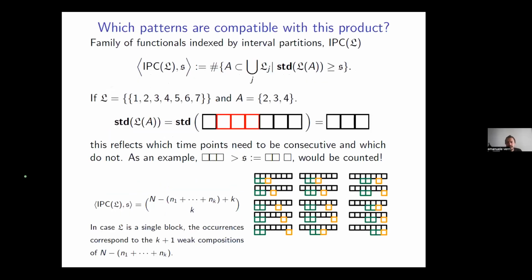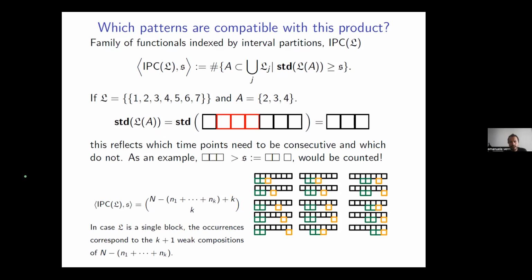In this case, we introduce a family of functionals which is indexed by interval partitions, and what we count is really the occurrences of induced partitions by these subsets such that they are coarser than this pattern. So S here is also an interval partition. Okay, we are counting and we take care that what we observe needs to be coarser than the pattern that we choose.